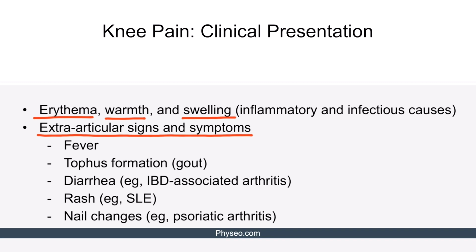Diarrhea may accompany inflammatory bowel disease-associated arthritis. Rash is common in systemic lupus erythematosus. Nail changes along with knee pain may be seen with psoriatic arthritis.